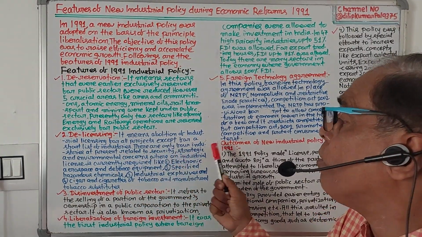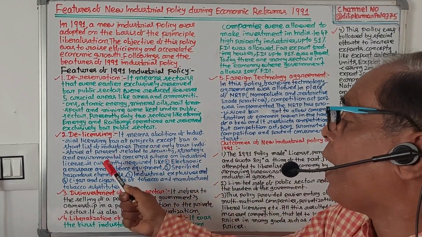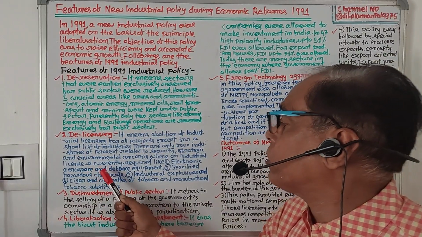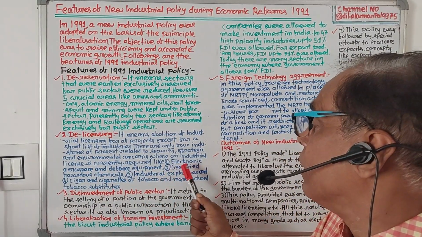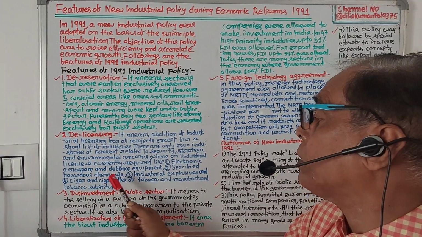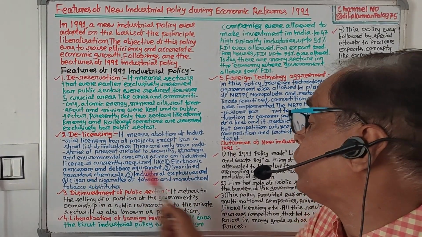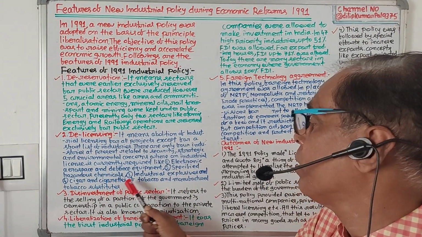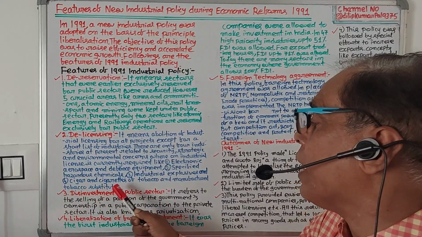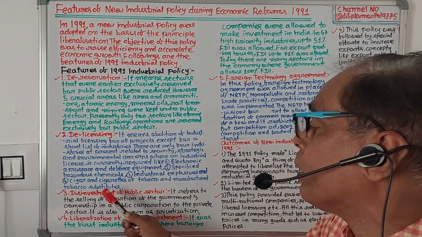There are only 4 industries at present, related to security, strategic and environmental concerns, where an industrial license is currently required, like electronic aerospace and defense equipment, specified hazardous chemicals, industrial explosives, and cigars, cigarettes of tobacco and manufactured tobacco substitutes.